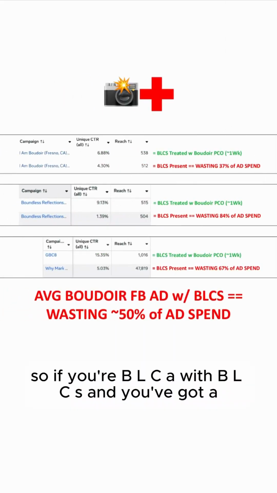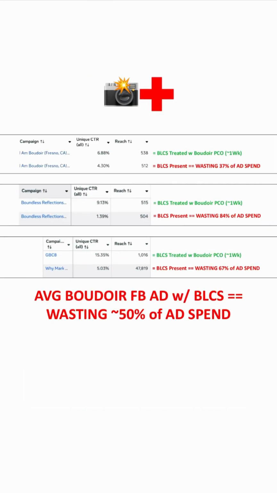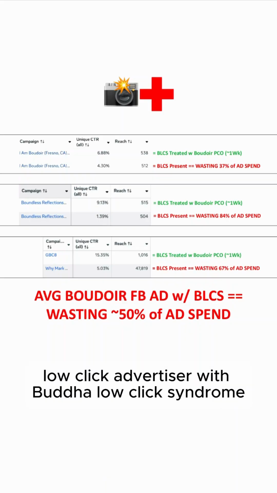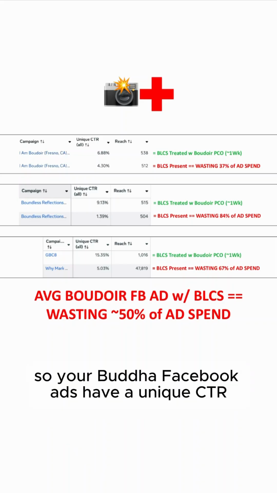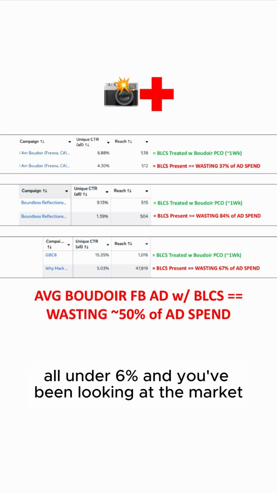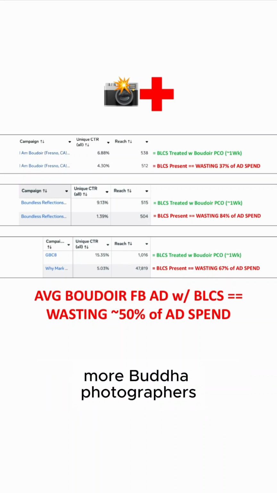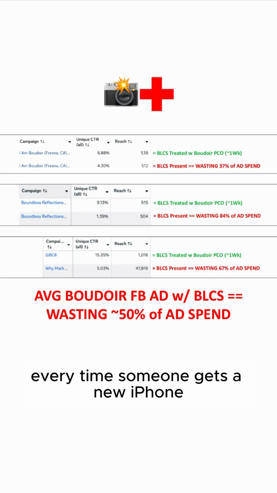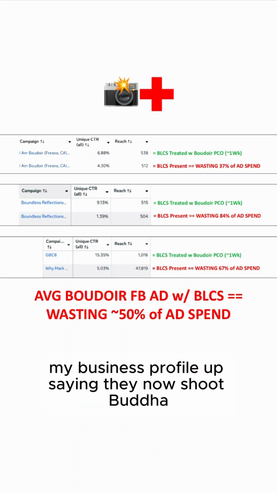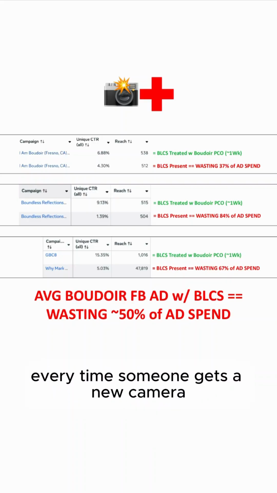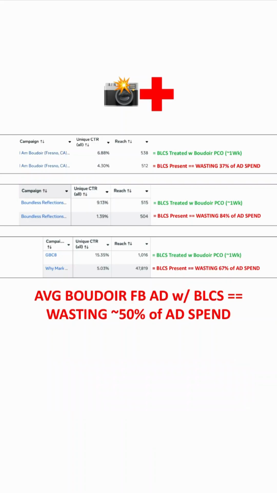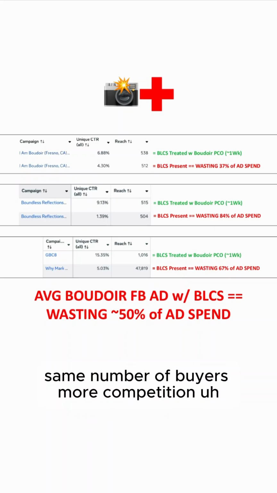So if you're a BLCA, a Boudoir low click advertiser with Boudoir low click syndrome, so your Boudoir Facebook ads have a unique CTRL under 6%, and you've been looking at the market, seeing it get more and more saturated, more Boudoir photographers. Every time someone gets a new iPhone, they're putting their Google My Business profile up saying they now shoot boudoir. Every time someone gets a new camera, they're posting in the mom groups saying they now shoot boudoir. So more saturation, same number of buyers, more competition.